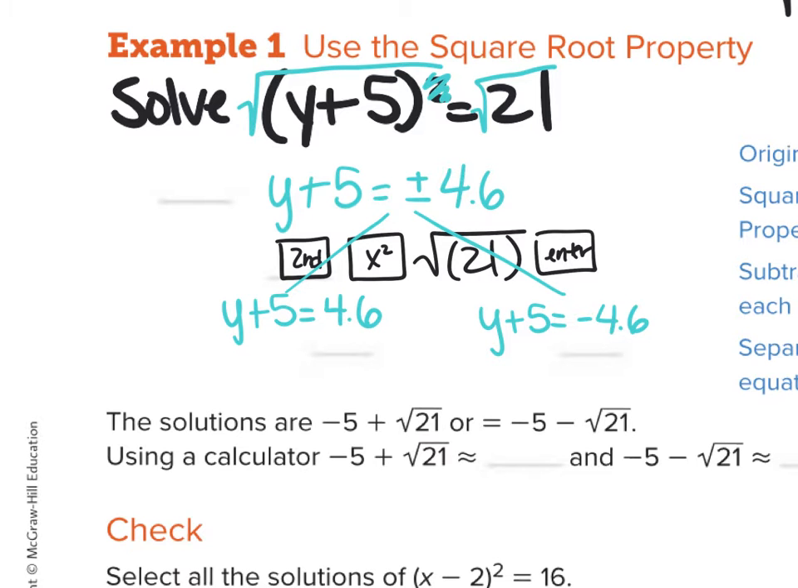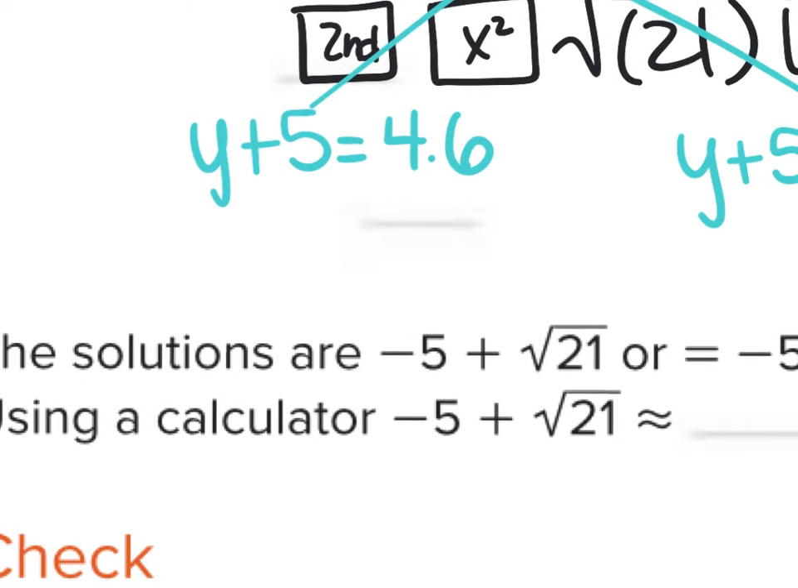Now we just solve. Now's the easy part. If I have y plus 5 equals 4.6, how would I solve for y? What do I do with the 5? How do I move it away? Subtract it. Then you can type in your calculator 4.6 minus 5. It'll give us negative what, Libby?